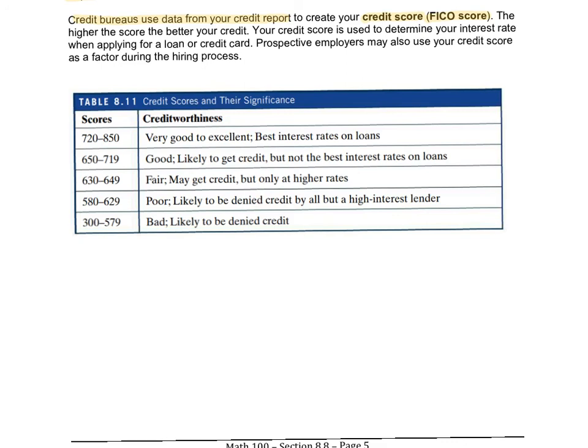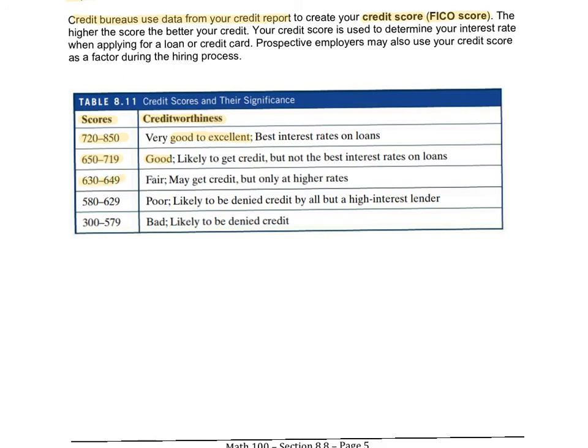So let's look at your credit worthiness. So in general, if your score is between 720 and 850, that means good to excellent. You'll get the best interest rates on loans, and in fact, you'll probably get approved very easily for something like a mortgage or a car loan. So 650 to 719, it's good. So you'll get credit, but maybe not the best interest rates.